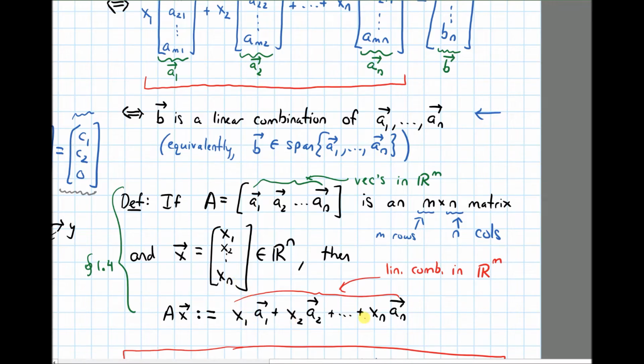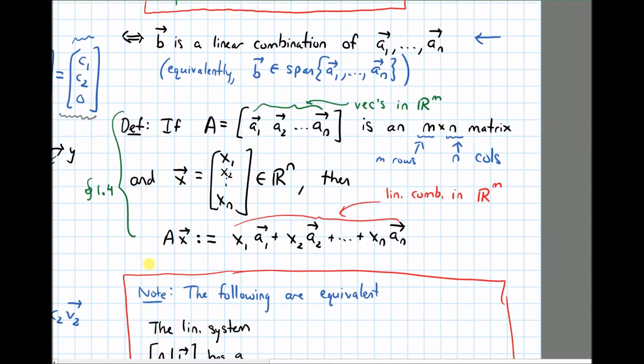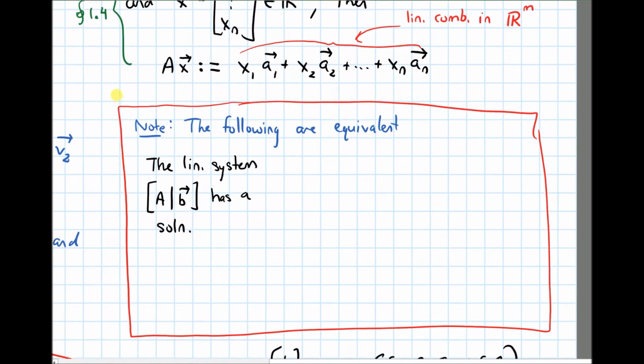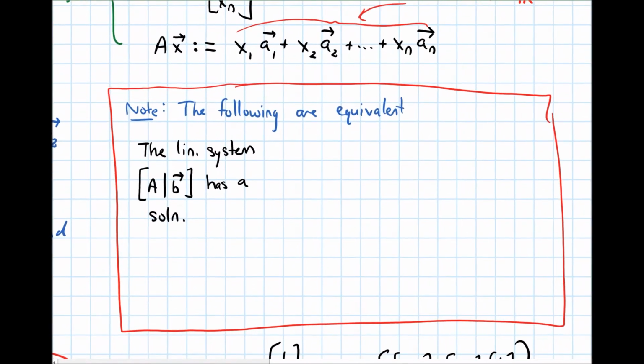Those are the coefficients in this linear combination. All right, so now I want to summarize what we said before this, which is we drew a connection between when an augmented matrix has a solution and whether that vector b is a linear combination of the columns of A. So the following are going to be equivalent. I've written one thing down here.